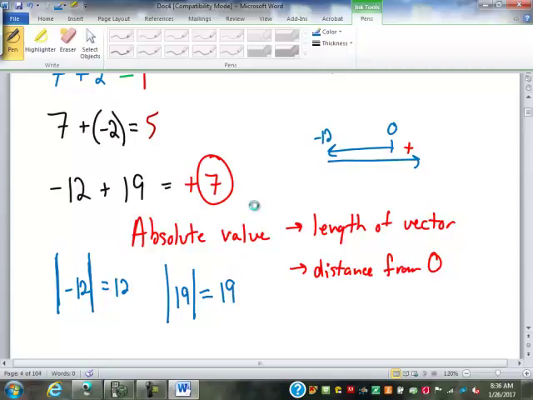Now, some people say absolute value makes everything positive, and in some ways it kind of does, but that's not the definition of it. Absolute value is that length of the vector or the distance that value is from 0. So you're going to hear me say the length of the vector, the size of the vector. What I'm talking about is absolute value.